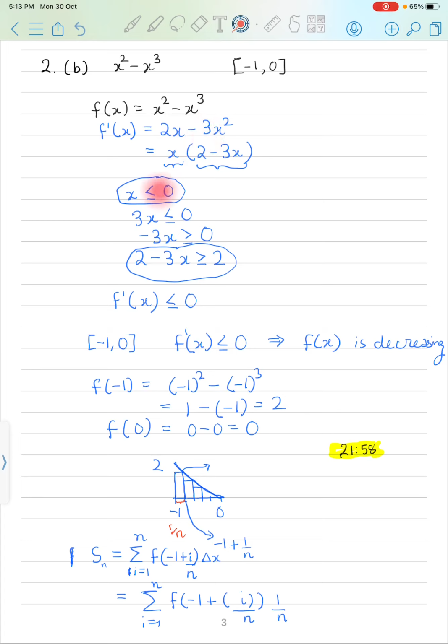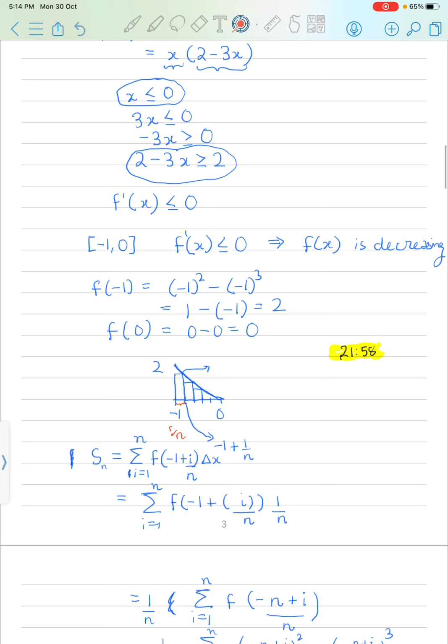If you see, x is less than or equal to 0, because this is in the range minus 1 to 0, you will find that 3x is less than or equal to 0, minus 3x is greater than or equal to 0, and 2 minus 3x is greater than 2, which is greater than 0. So this factor is greater than 0 and this factor is less than or equal to 0. So negative into positive will be negative. So f'(x) is negative in this range. So the function is actually decreasing.